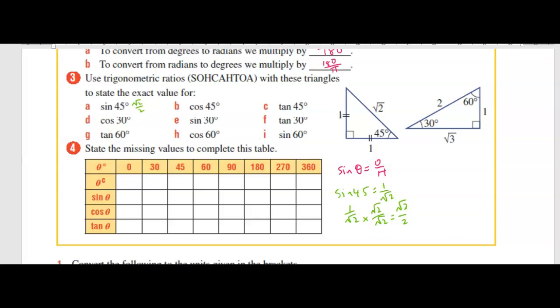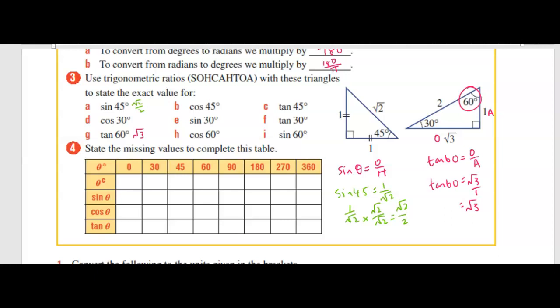If we were to do, let me choose a different one. Let's do tan 60. So tan is opposite over adjacent. If we're looking at 60 degrees being our angle, your opposite side is root 3 and your adjacent side is 1. So we're going to have root 3 over 1, which is equal to root 3.